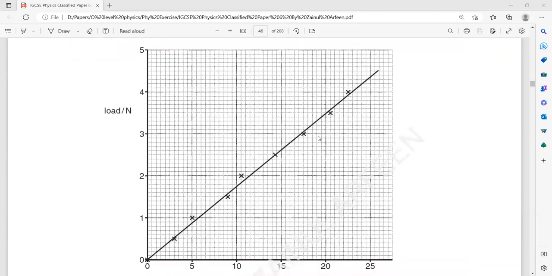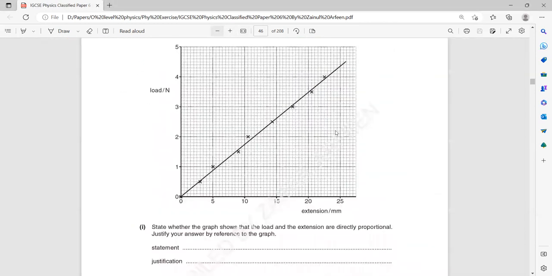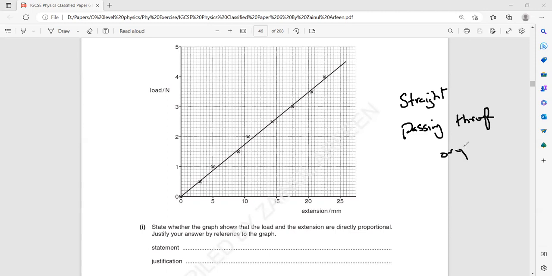When the graph shows the results of the student, state whether the graph shows that the load and extension are directly proportional. When two quantities are directly proportional on a graph, the first thing is that it must be a straight line. The second thing is that it should pass through the origin, starting from the origin.